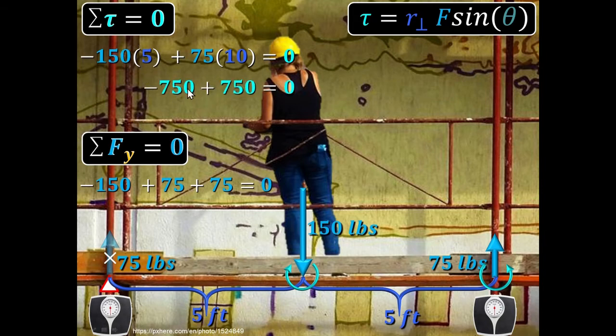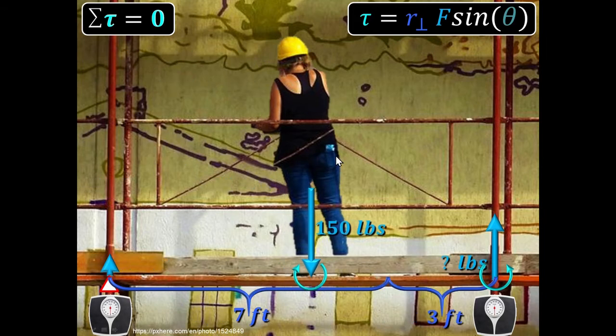This times this is 750. That times that is positive 750. They add together to equal 0. So yes, it does look like the forces in the y direction were equal to 0, and the sum of the torques was equal to 0. I guess I just wasn't even considering the sum of the forces in the x direction.